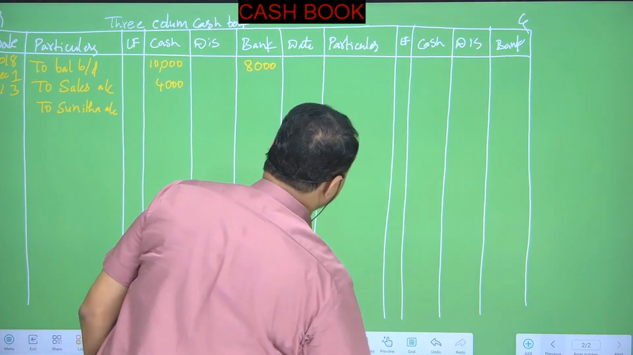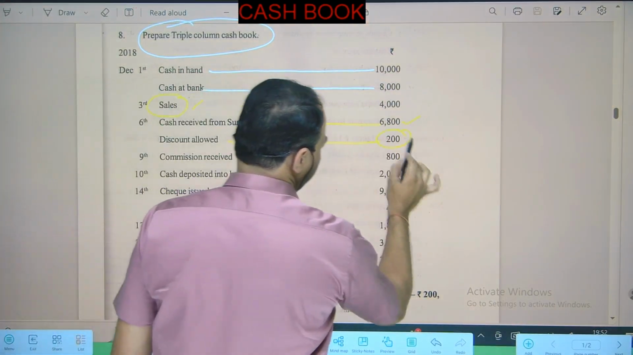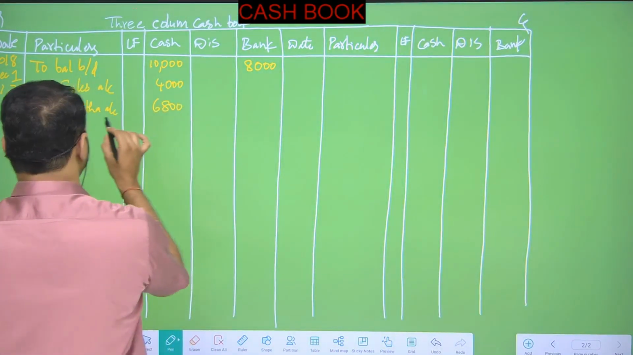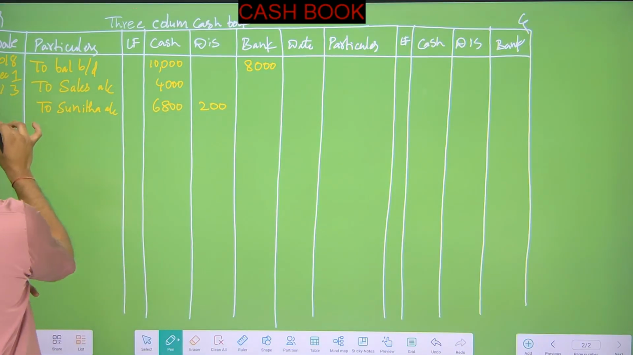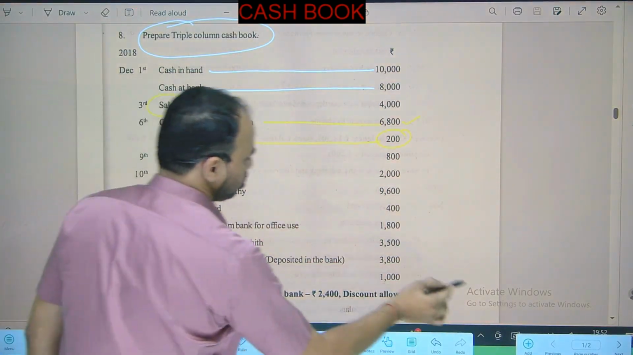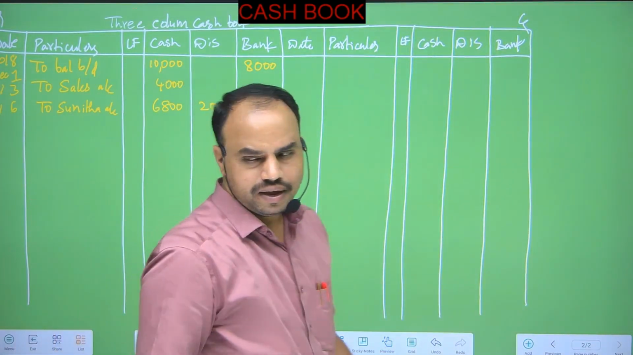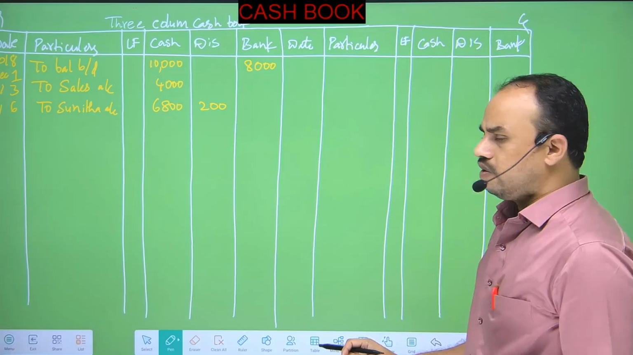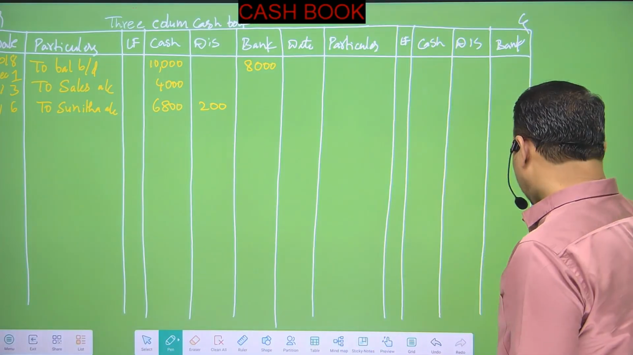Okay. How much cash did we receive? Cash received 6,800 and discount allowed 200. So in the cash column write 6,800 against Sunita's name. In the discount column you write down 200. Whatever date is given, you write in the date column. Date 6th is given, so write it down here. Until here it is the same as in the previous problem. We have not done any new transaction here.